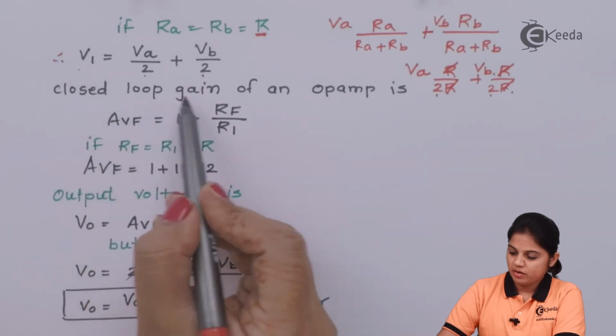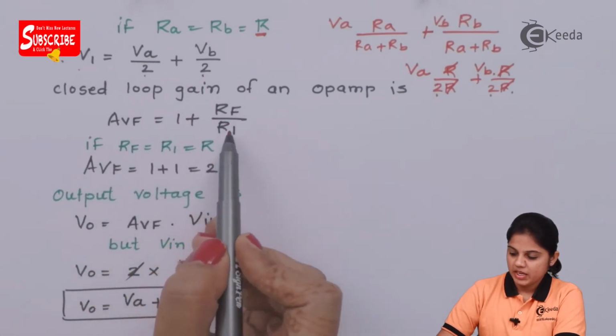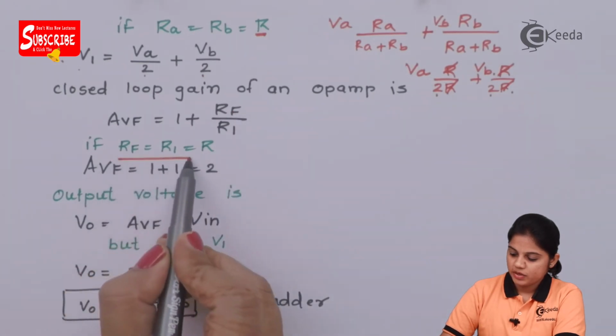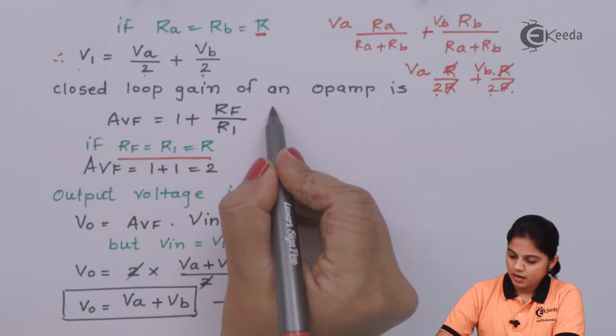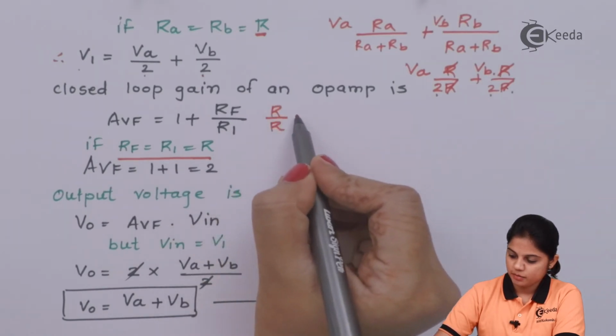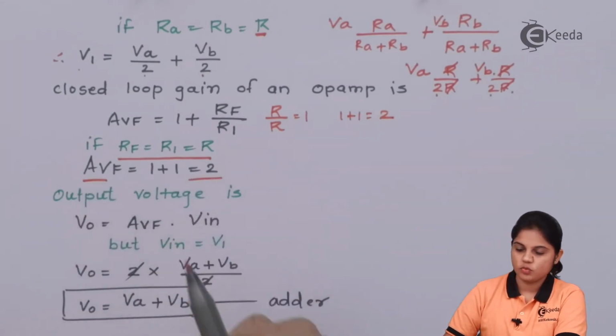Now closed loop gain of an op-amp is AVF is equal to 1 plus RF upon R1. Here let's take RF is equal to R1 is equal to R. Then this will become R divided by R, that is nothing but 1. So 1 plus 1 will become 2. So here AVF is equal to 2.